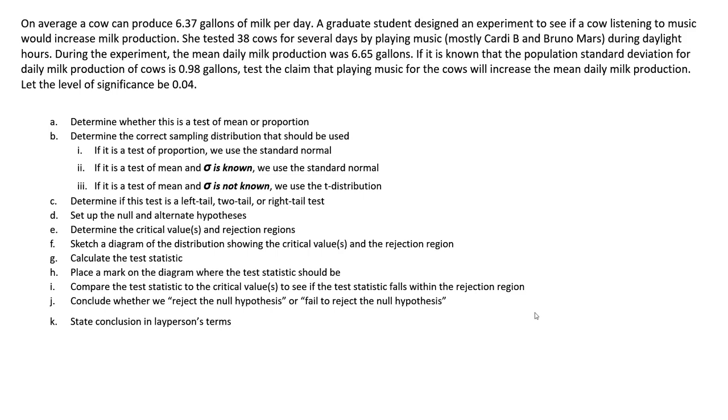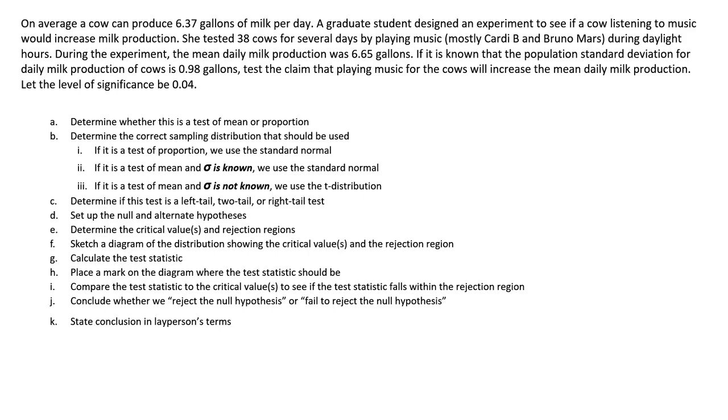If it is a test of mean and sigma is known, we use the standard normal distribution. If it is a test of mean and sigma is not known, we use the t distribution, just like the t distribution that we used for some of the confidence intervals about a population mean problems. Let's just figure out part B right now, and of course we'll come back to it.